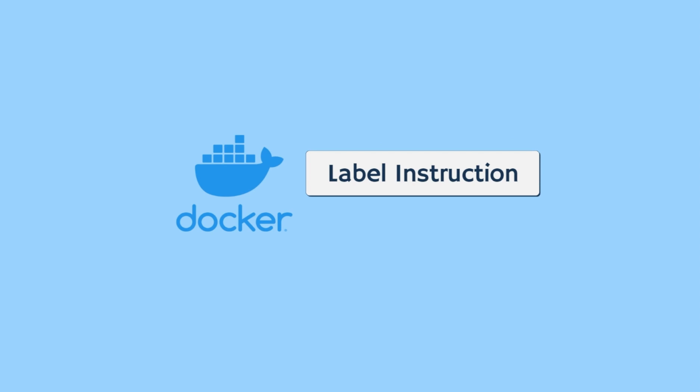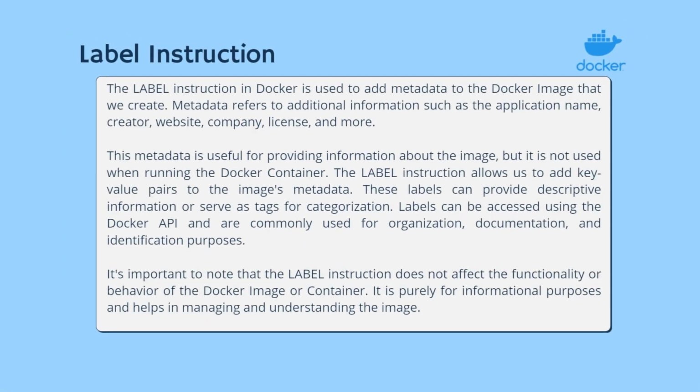LABEL instruction. The LABEL instruction in Docker is used to add metadata to the Docker image that we create. Metadata refers to additional information such as the application name, creator, website, company, license, and more. This metadata is useful for providing information about the image, but it is not used when running the Docker container. The LABEL instruction allows us to add key-value pairs to the image's metadata.